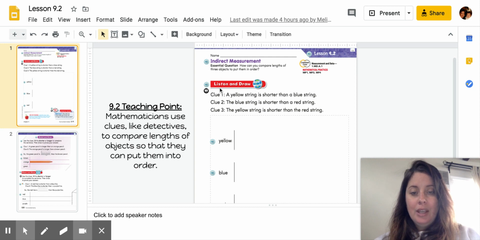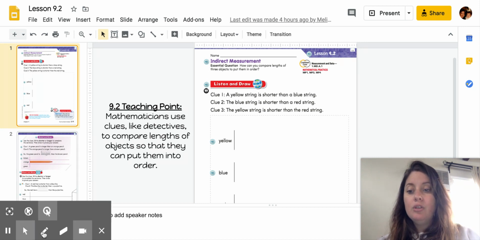In the listen and draw, I already see clue number 1. So I'm going to read clue number 1 and then I'm going to think about it. Clue 1: a yellow string is shorter than a blue string. This down here gives me space to draw that out. And the clue is telling me that I have a yellow string that is shorter than a blue string.